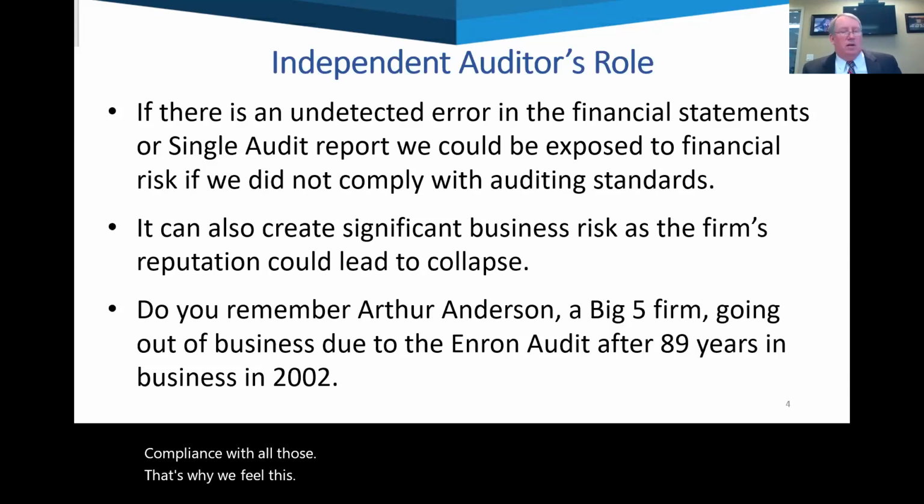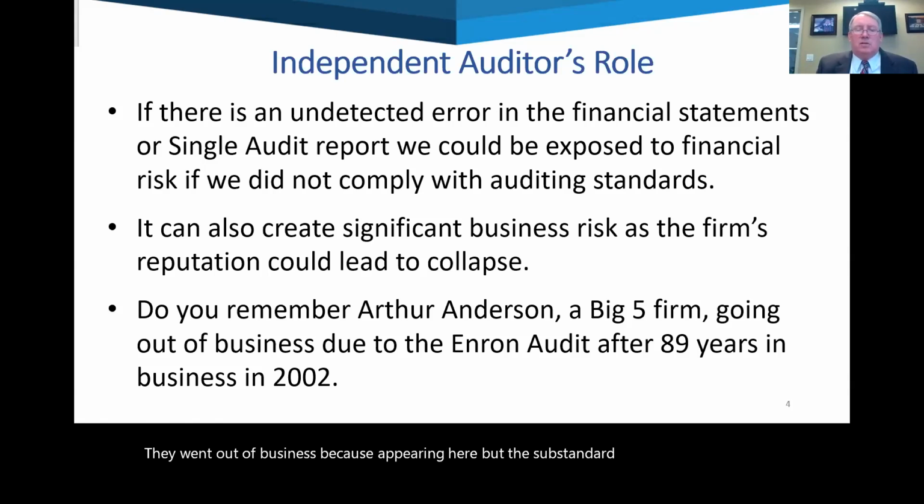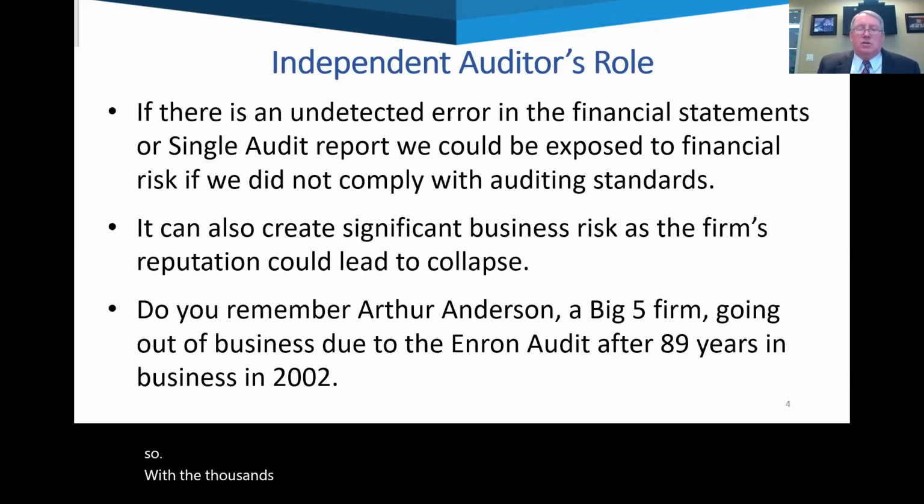I don't know if all of you are old enough to remember 2002 with the Enron audit with Arthur Andersen, a huge national firm, a Big Five firm. They went out of business because not of a peer review, but a substandard audit, shredding documents and all other things. So if a firm as large as Arthur Andersen can go out of business due to some bad auditing, and in effect with the thousands and thousands of clients, so can a firm like Powers and Sullivan and everybody else that does this.